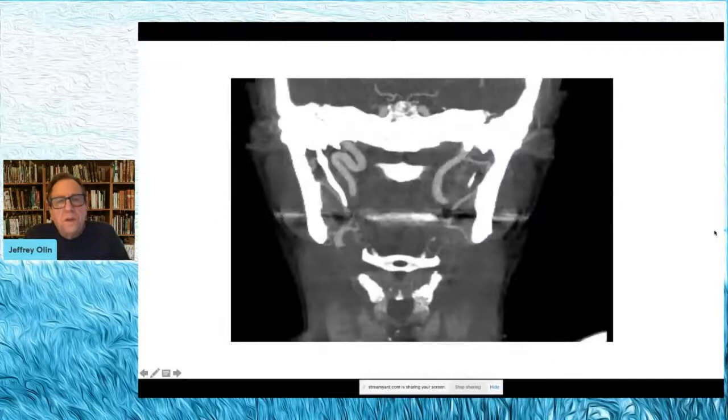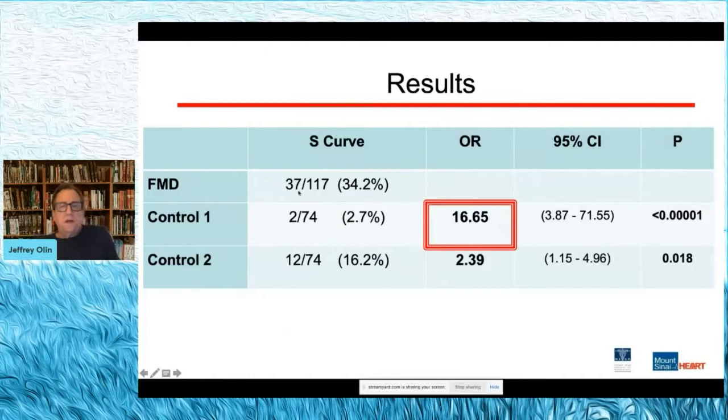And here's a CT angiogram. And we did a study on the S-curve, and we had 117 patients with FMD. For every patient, we had two controls. These are age and sex matched. So every patient in this group was the same age as each patient in this group, and they were female. And we had a group over the age of 70 and sex matched.